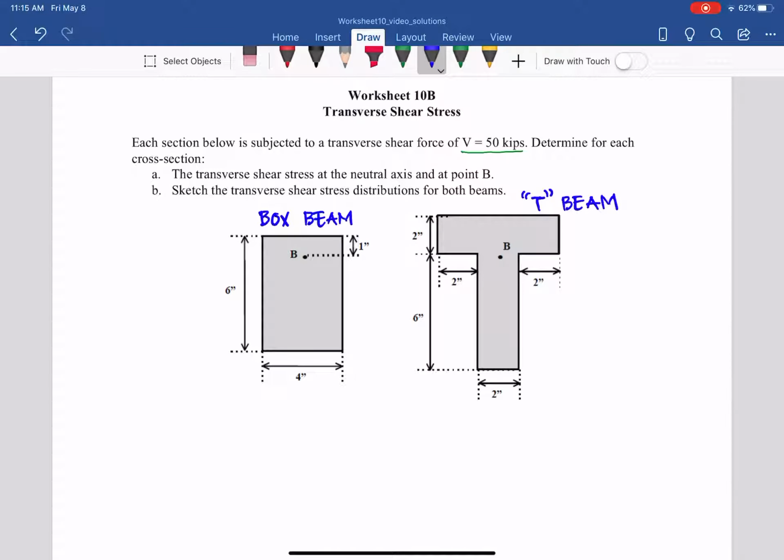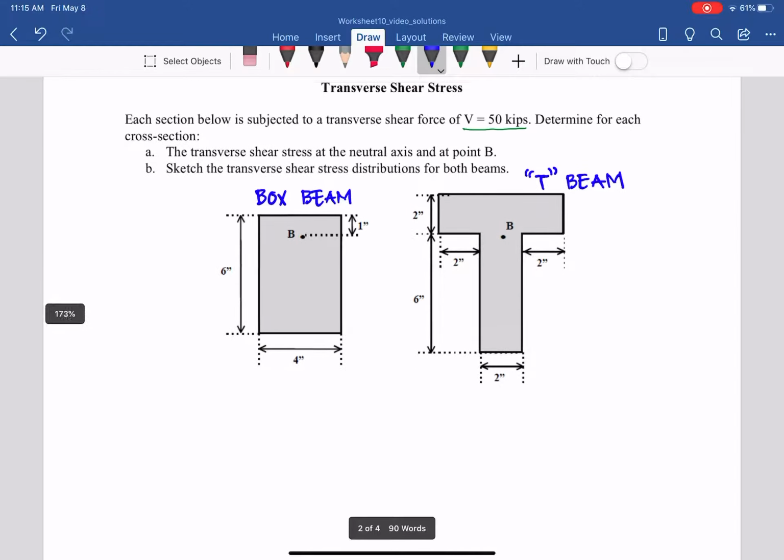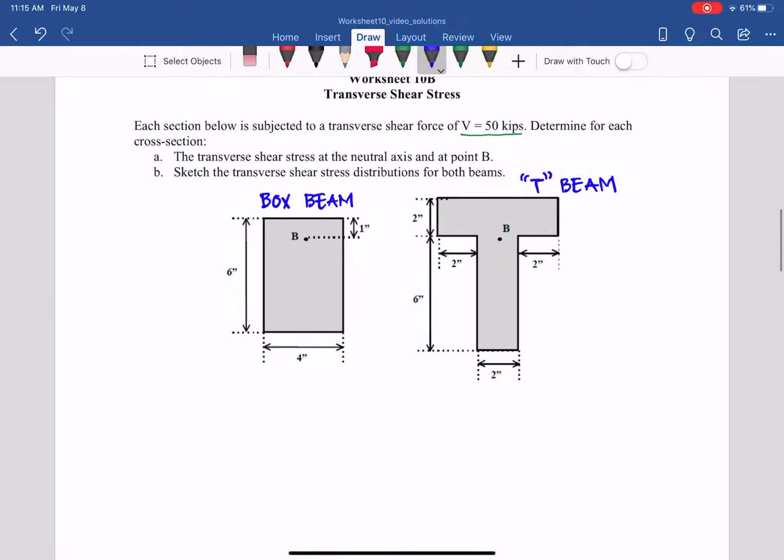The transverse shear stress at the neutral axis and at point B. So at the neutral axis for each box beam or T beam. And then sketch the transverse shear stress distributions for both beams. So let's do one at a time. We need to first consider the box beam.